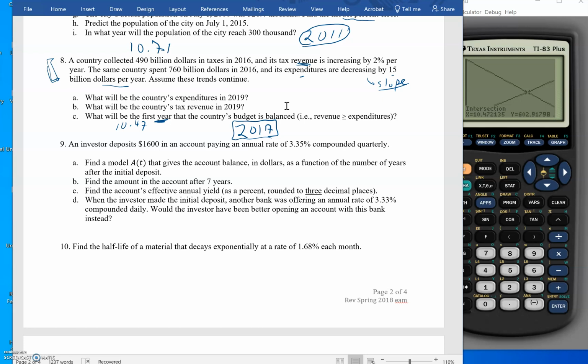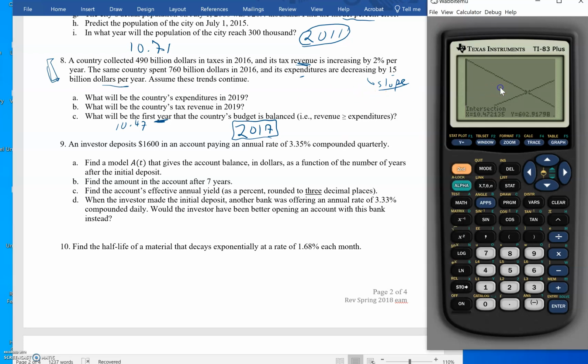Okay, so the other way to do this would be to just avoid the intersection altogether and simply look at the table. And you can only do this because of this non-standard rounding scheme that I'm using here, and I know to do that because of the nature of the problem. But as you see here, the first year where we meet or exceed is in year 11. Okay, so that's number 8.